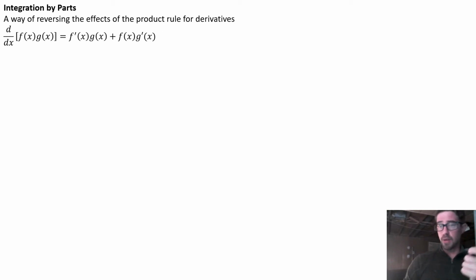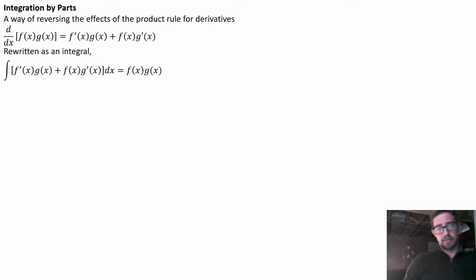So I'm going to rewrite that so that, rather than the derivative of the left side being the right side, the integral of the right side is the left side. So if you had the integral of f prime times g plus f times g prime, that would just be f times g. So that's literally just the product rule written backwards. Now I'm going to move that around a bit.